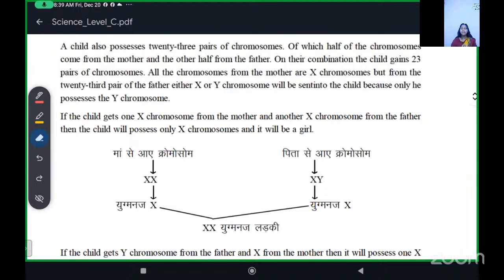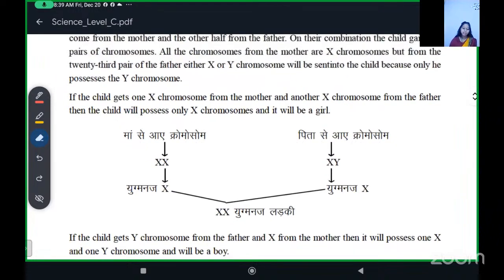The rest of the chromosomes he gets from the mother and father will be all XX chromosomes. If a girl is born, then from the father also she'll get the XX, and from the mother also she'll get the XX. So altogether, in her 23 pairs of chromosomes, the girl is going to have all XX chromosomes. But if a boy is born, he is going to have 22 XX and one XY chromosome. Okay. So now what happens?